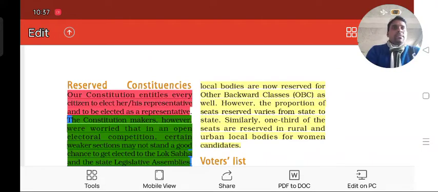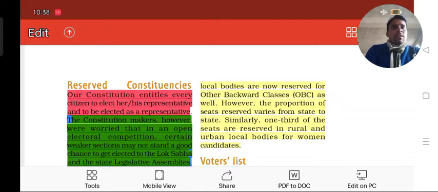The local bodies are now observed for the other backward classes. OBCs can also stand for election at the panchayat level, in the municipality areas, and in all the corporation areas. The OBCs are also given priority to become a leader there, or to stand for the election. However, the proportion of seats reserved varies from state to state.